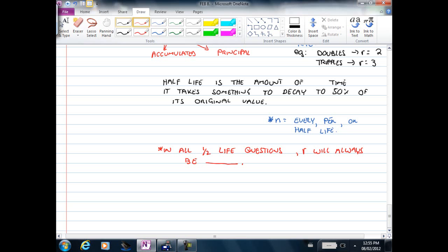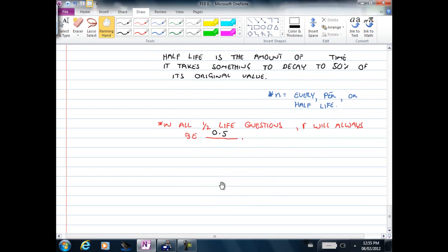So in all half-life questions, it surprises me when I have students write exams, they see a half-life question and they don't know what R is. Because R is your rate. It decays, so it is always 0.5. Remember this. If you see a half-life question, R right off the bat is 0.5. There's no exceptions to this rule whatsoever. In all half-life questions, R will always be 0.5.